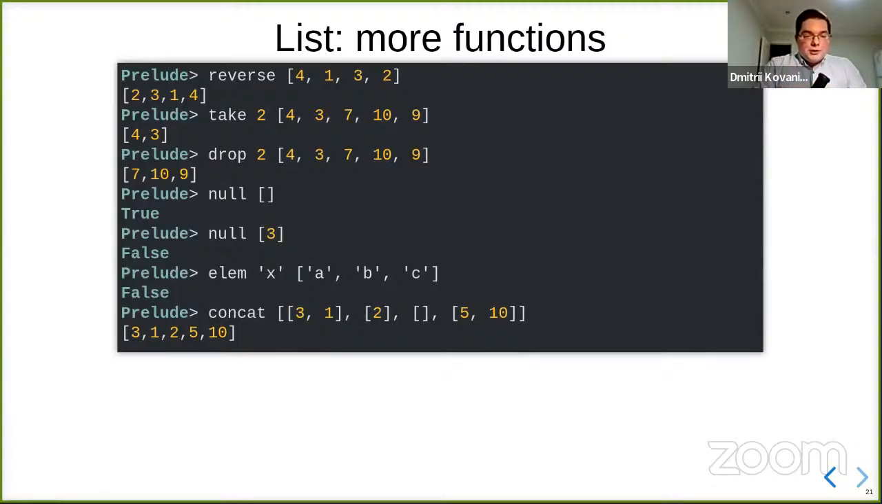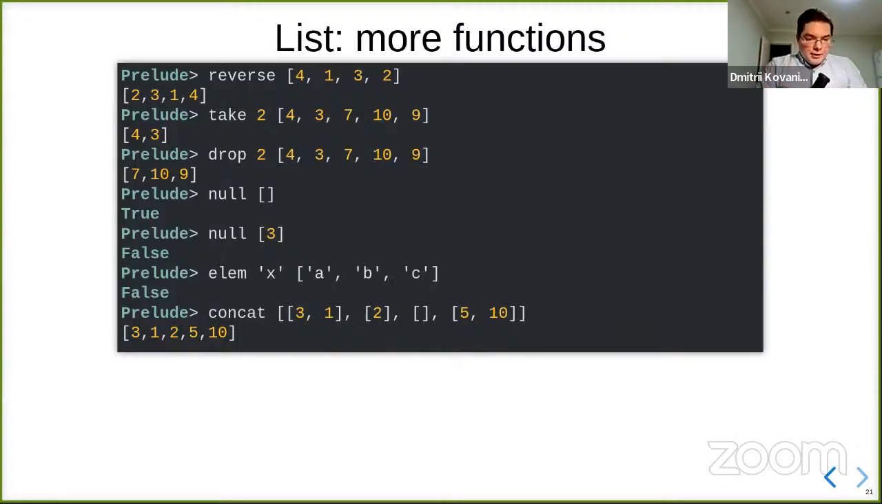Another helpful function is elem. Again, as I said, all good functions have 4 letters, which is great. So it takes an element and it takes a list and it checks whether this element belongs to the list. So elem, in this case, the character X is not in the list of characters A, B, and C.